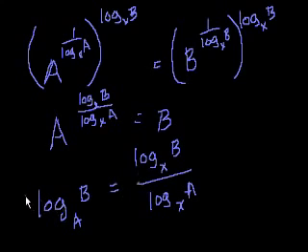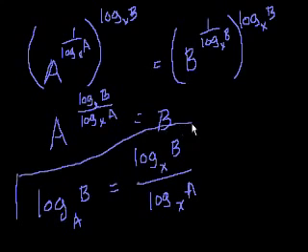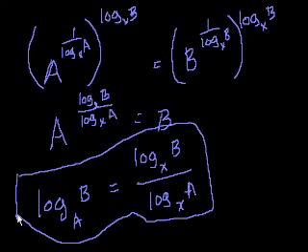This is probably the single most useful identity, if you're using a calculator. Why? Because your calculator only has two bases. It either has base 10 or base e, and most of them, when you press the log button, assume log base 10. So if I wanted to know what is log base 7 of 3, who knows? 7 to what power is 3? There's no easy way on most calculators to do this.